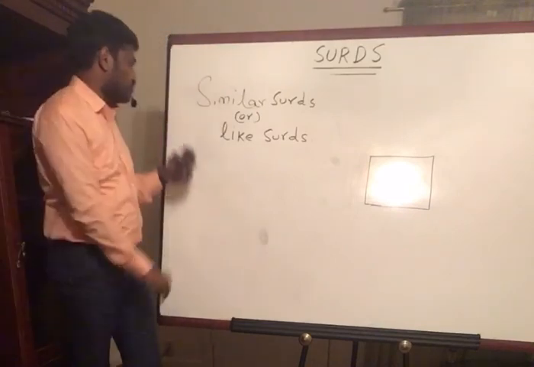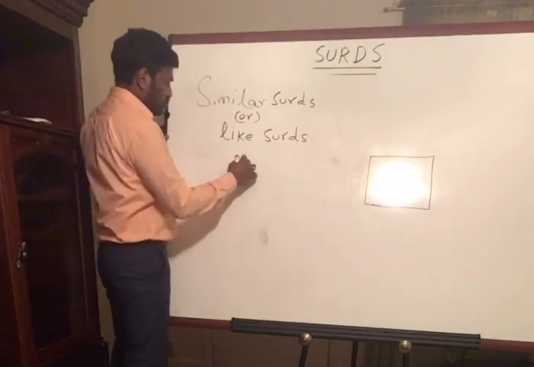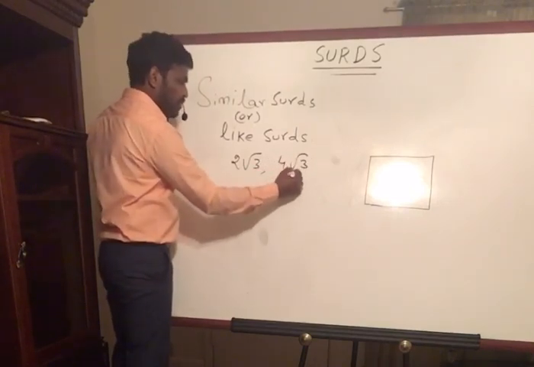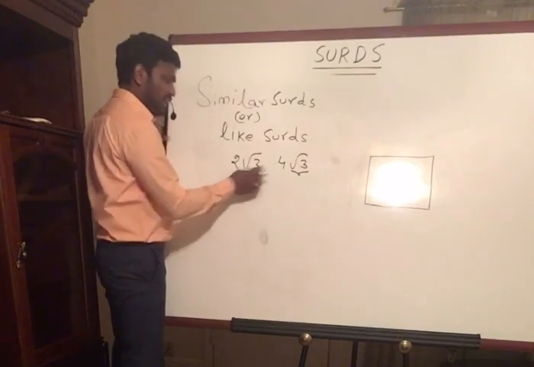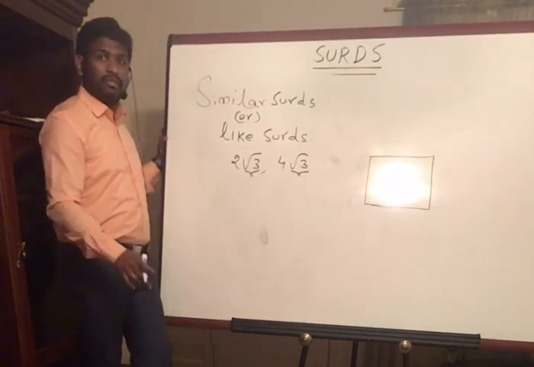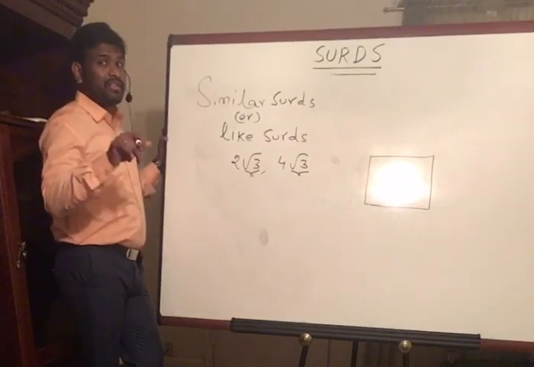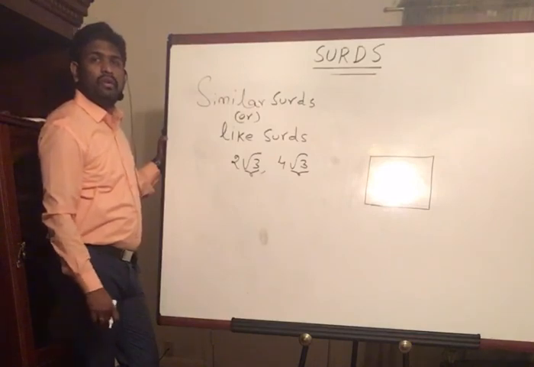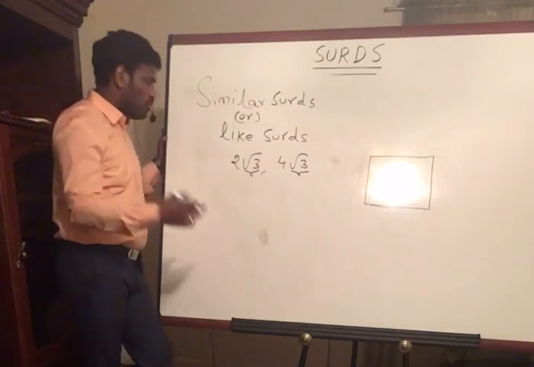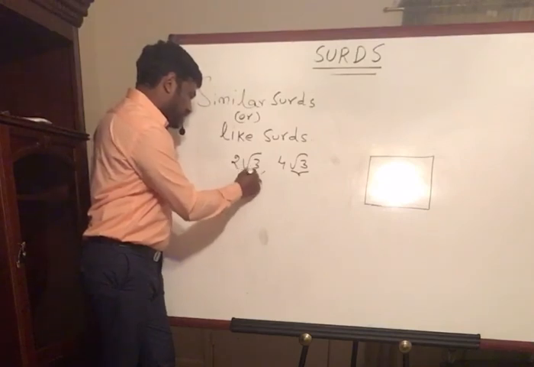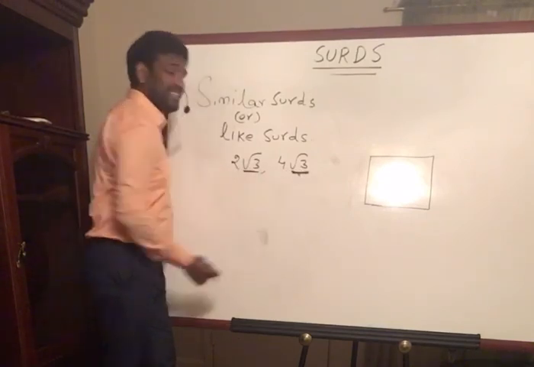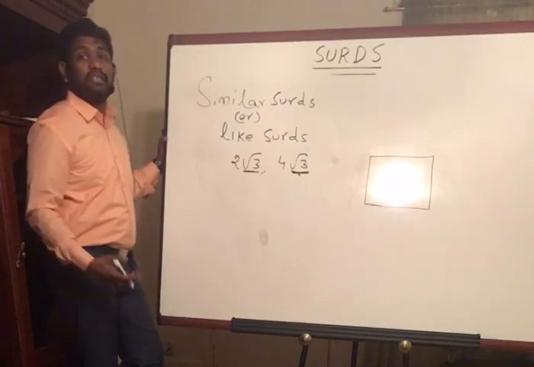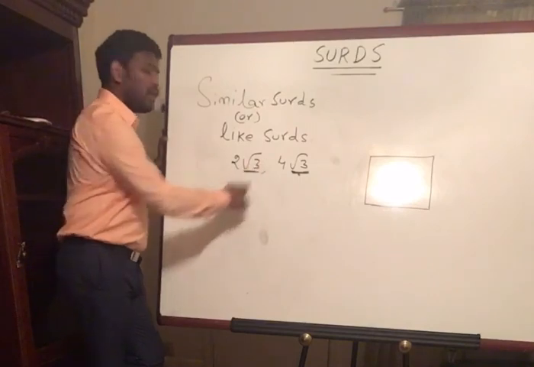For example, 2 root 3, 4 root 3. If you observe root 3, they are same Surds. But their rational factors are different. The rational factor is 2, the rational factor is 4. So any two Surds whose irrational factor is same, that is Surd part is same, those are called like Surds or similar Surds. Example, 2 root 3 and 4 root 3.